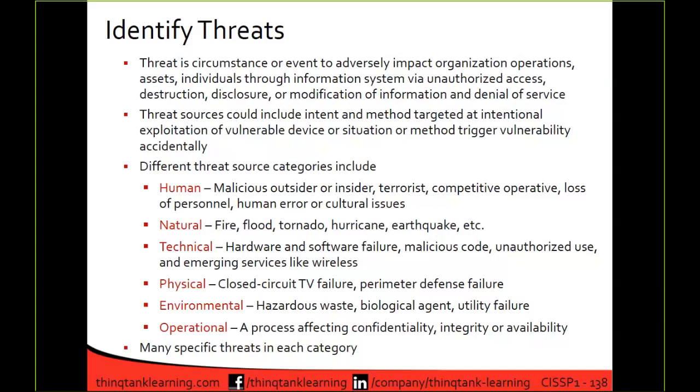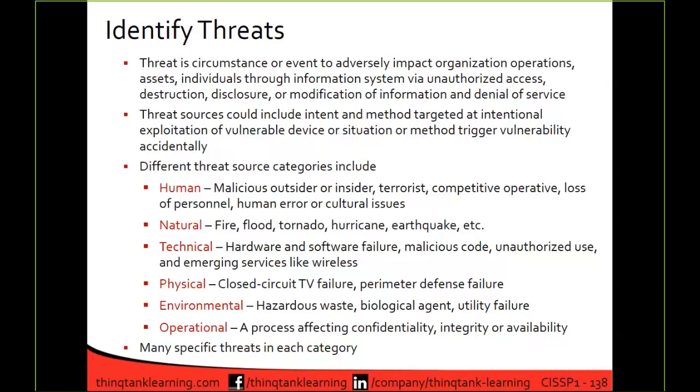Air conditioner stops working. Yeah, that's kind of a physical thing because the temperature of the data center goes way up and all the equipment fails. Or operational, right? Process affecting your confidentiality, integrity, or availability. That's an important concept as well. Operations. That's a social thing. Just because you have policies in place doesn't mean those policies are being followed.